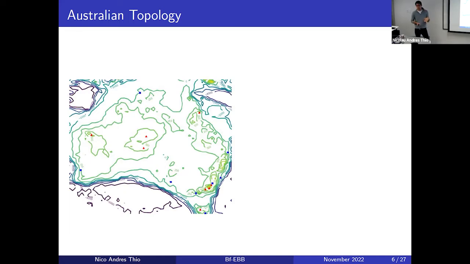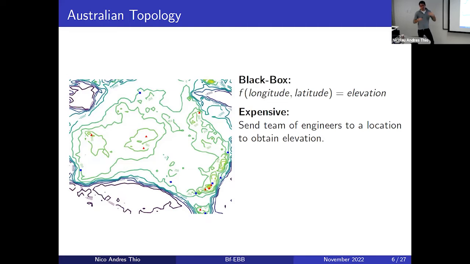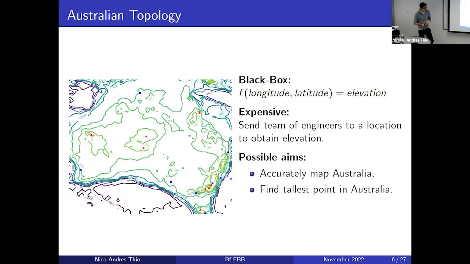But most of them are very low, right? They're not very tall. The only real tall mountains in Australia are down here and down there, right? So anyway, this is a black box because at a latitude and longitude, which gives you a coordinate, a position, you have an elevation. Obviously, you don't have a rule for this elevation. It's expensive in this toy problem because to get the elevation at a particular point, you need to send in a team of engineers, which is very expensive.